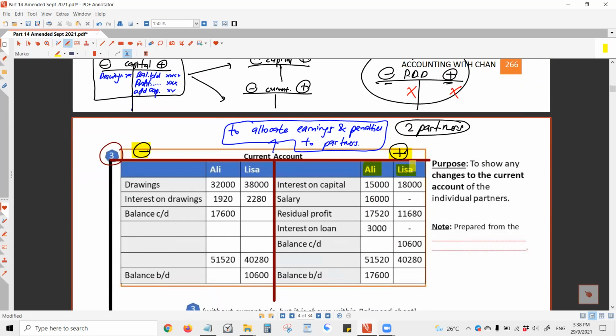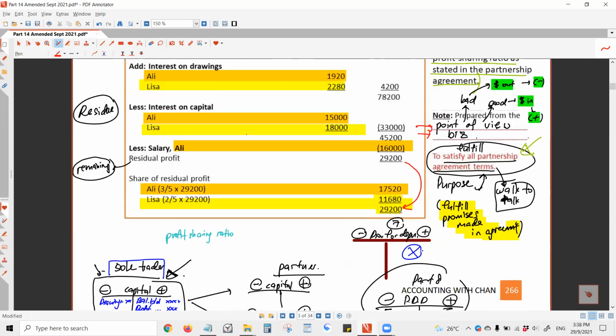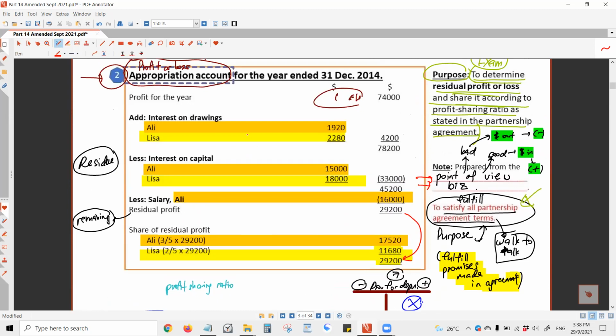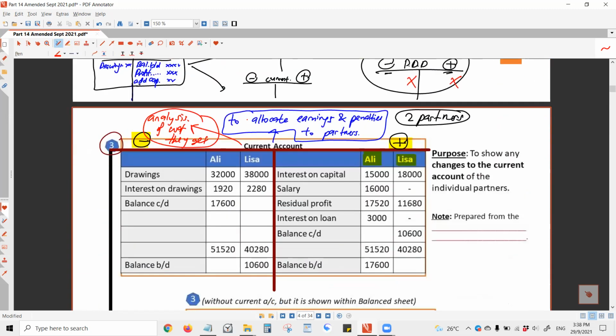You can think of this as analysis. The current account is kind of like an analysis of what they get in total. So, since I say so, we are allocating earnings and penalties. Whatever has appeared in the appropriation account will appear one more time in the current account.